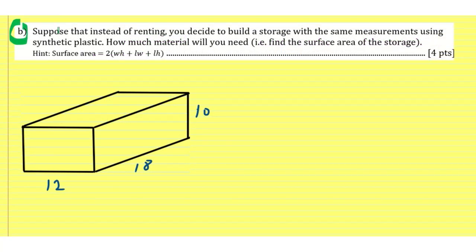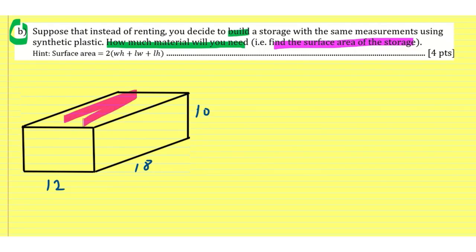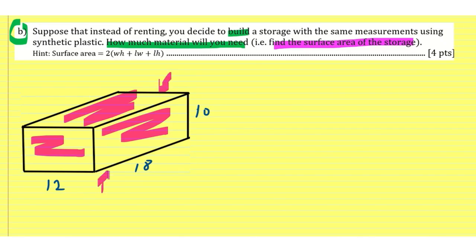Part B says, suppose that instead of renting a storage space, you decide to build a storage space with the same measurements using synthetic plastic. They want to know, how much material will you need? Which means that we are going to find the surface area of the storage space. And of course, the surface area is the area of the top, the area of the side, the area of the front, and then you'll have the area of the back, the area of the bottom, and the area of this other side.